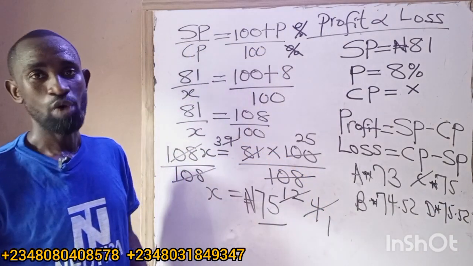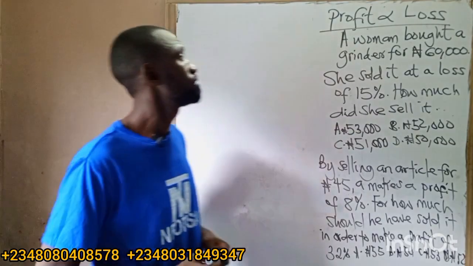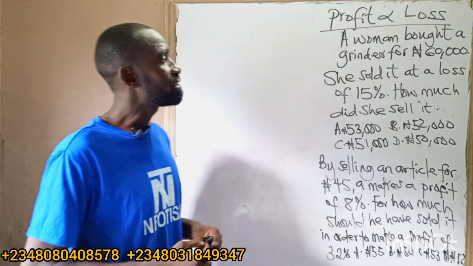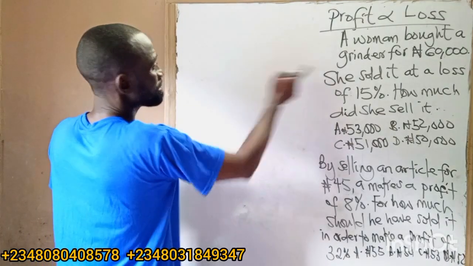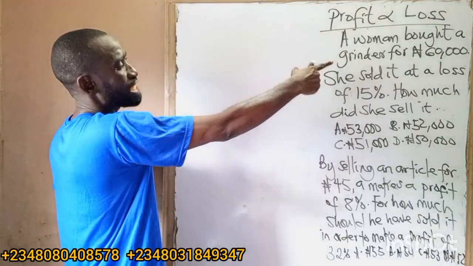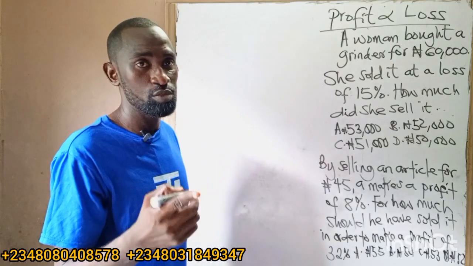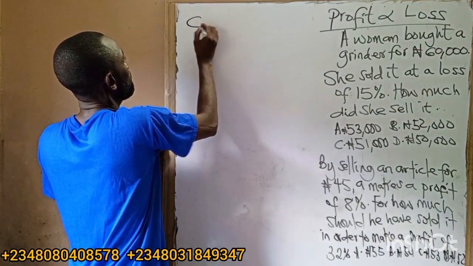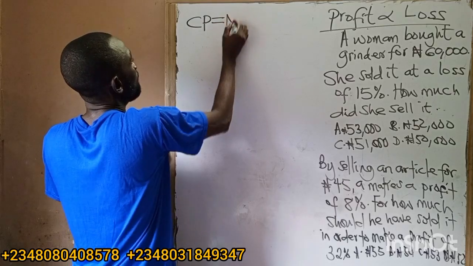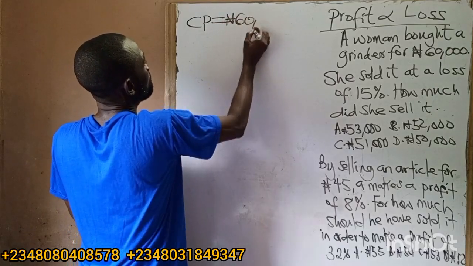Okay? Let's go to another. Look at this next question. A woman bought a grinder for 60,000 naira. So obviously that amount, the price at which an item is bought, is what we call the cost price. So it means the cost price is equal to 60,000 naira.